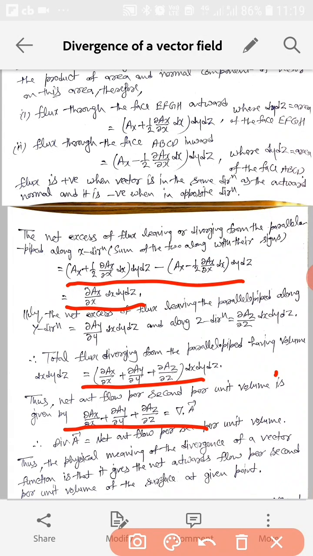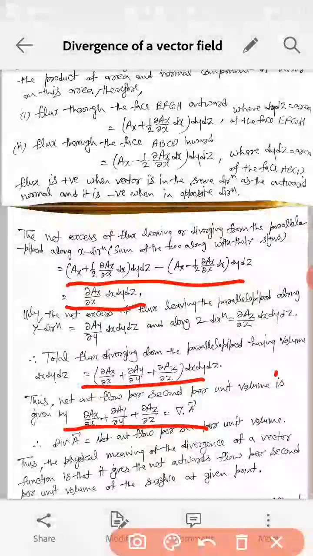which is nothing but the divergence of vector A. So what is the physical significance of divergence of any vector quantity? It is nothing but the net outflow per second per unit volume. The physical meaning of divergence of a vector function is that it gives us the net outward flow per second per unit volume of the surface at a given point.